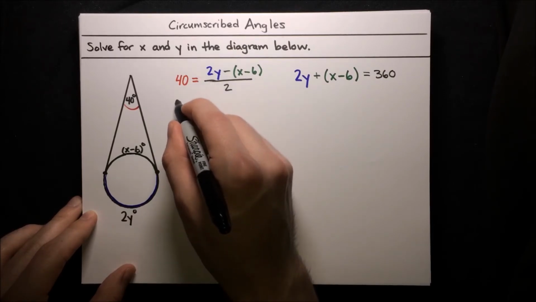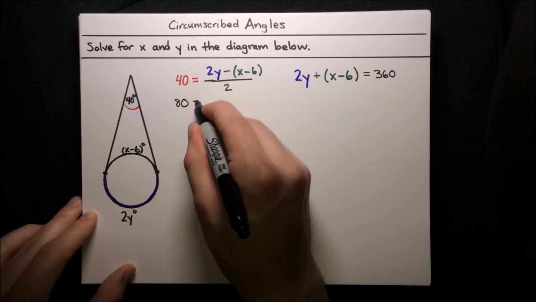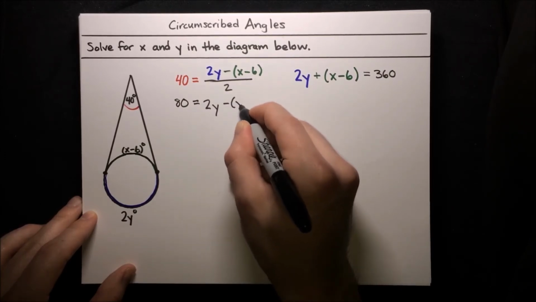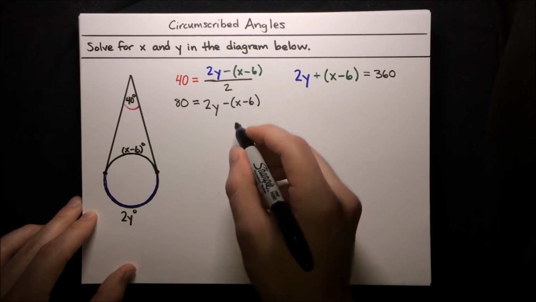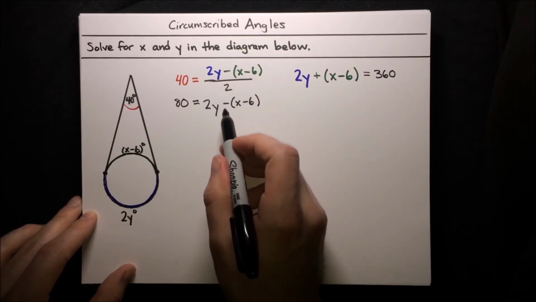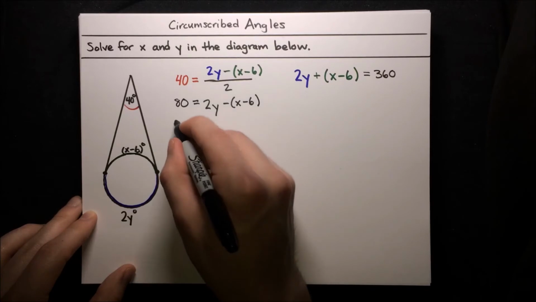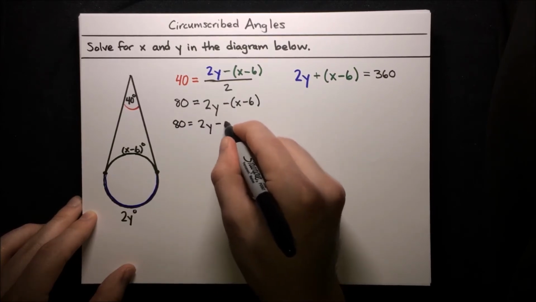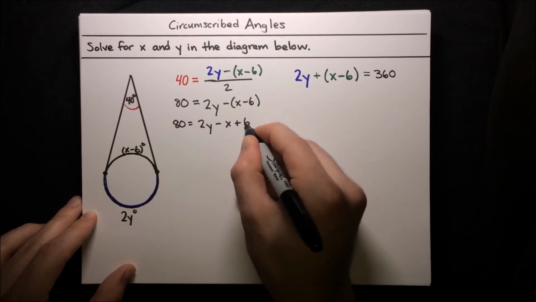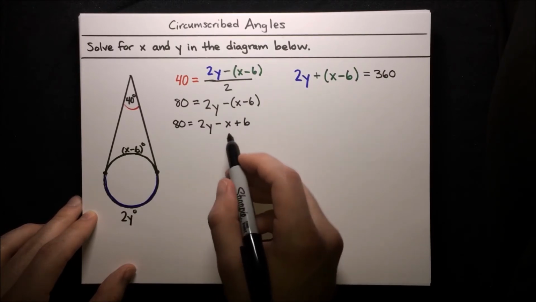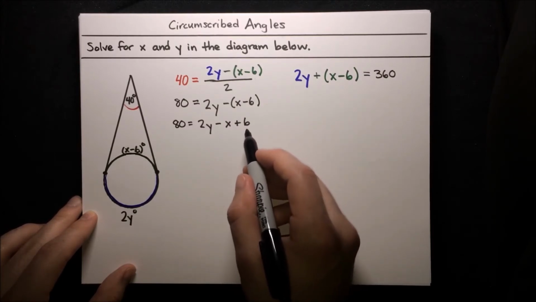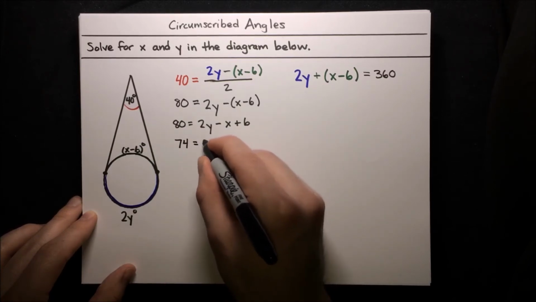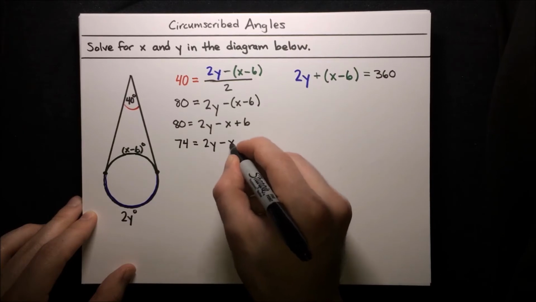So we'll have 40 times 2, which is 80, is equal to the numerator 2y minus x minus 6. And then we can go ahead and distribute that negative sign over the parentheses. So 80 is equal to 2y minus x plus 6. How about we get the variables all on one side? So get rid of this plus 6, subtract 6 from both sides, get 74 equals 2y minus x.